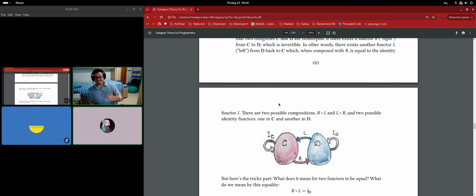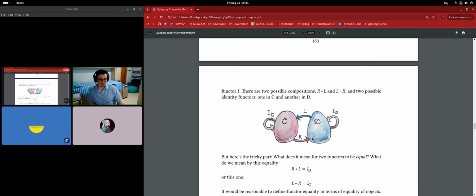So there are two possible compositions: R after L or L after R. And the two possible identity functors, one in C, another one in D. So this is the drawing. We've seen this in chapter 1, but instead of the balls being objects, now they are categories, which can be objects in the category of categories.